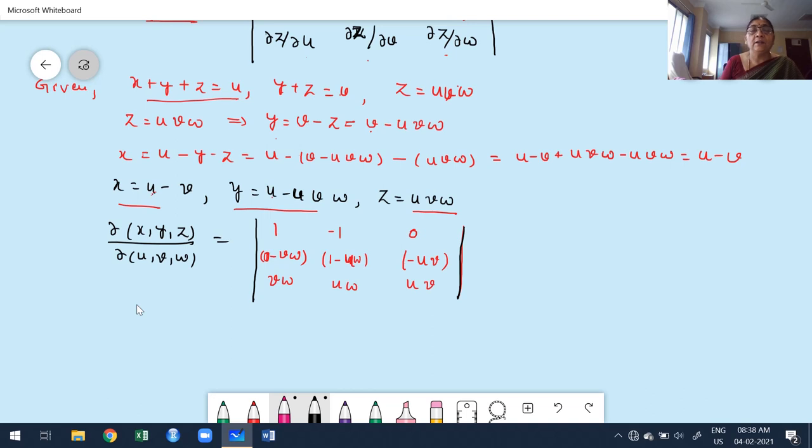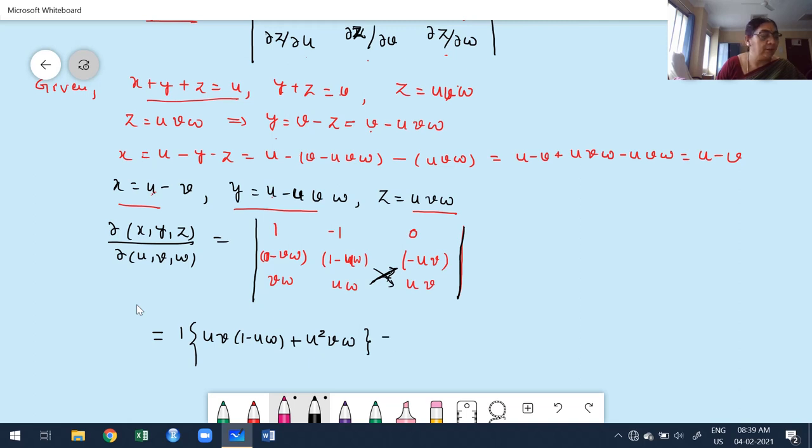Next I have to evaluate. The rest of the thing you already know, you have already solved so many problems based on determinants. Here also, 1, first row, you neglect the first column. 1 into, you neglect first row, first column, means you multiply these two: uv into 1 minus uw. Minus, once you move up, we have to take the negative sign, minus into minus plus. What we get actually is u square.